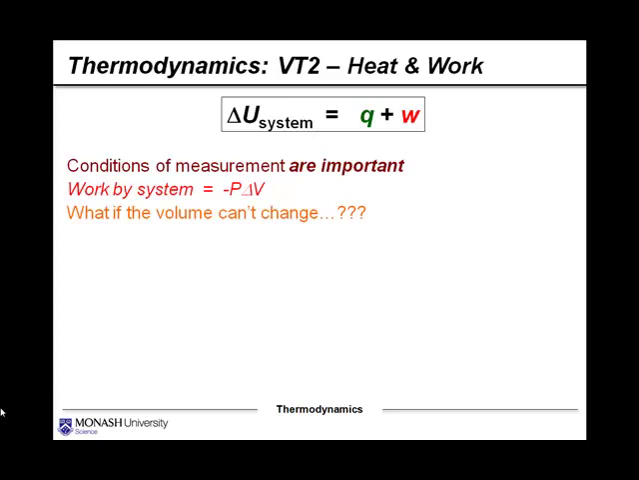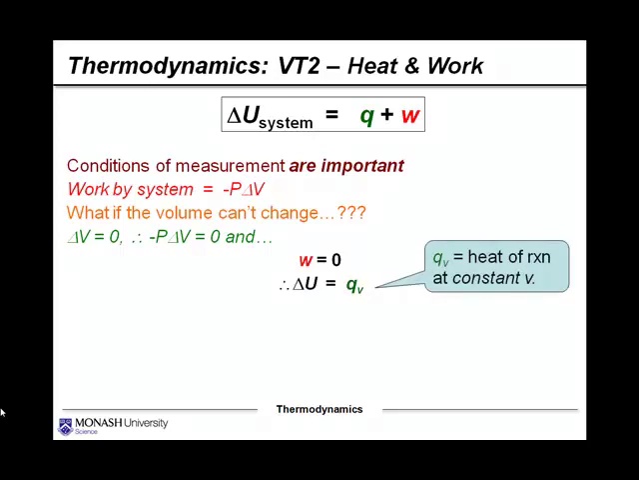All right, well, let me throw this out there. What if the volume can't change? What if you perform a chemical reaction inside some sort of container where delta V is always 0, so the volume can't change? I don't know, it's a big sphere of concrete or something like that. So the volume inside that vessel is a constant. So delta V would equal 0. If delta V equals 0, then P times delta V also equals 0, and therefore work must equal 0, right? So delta U just equals Q, and we say Q with a little v. This is the heat of the reaction at a constant volume.